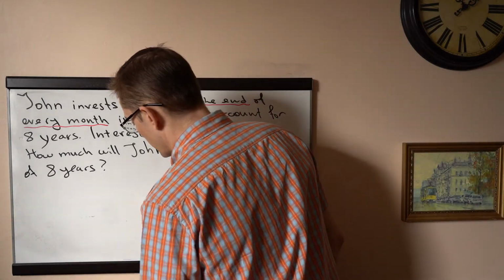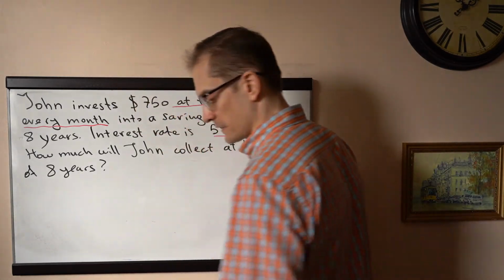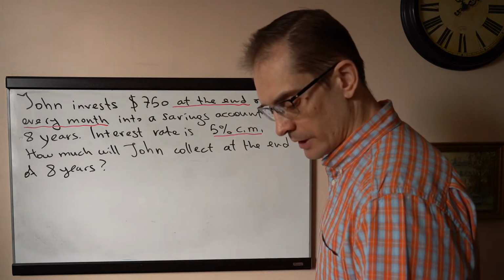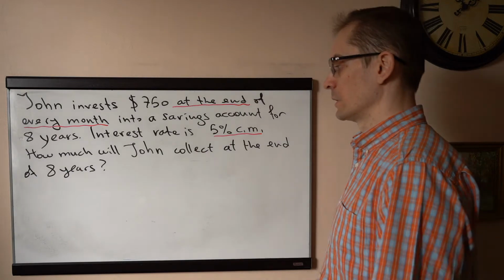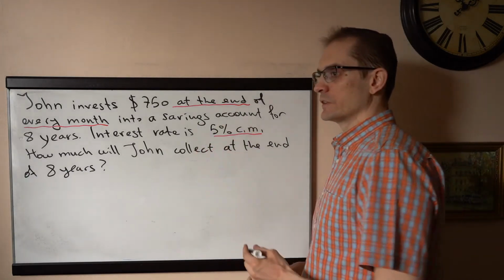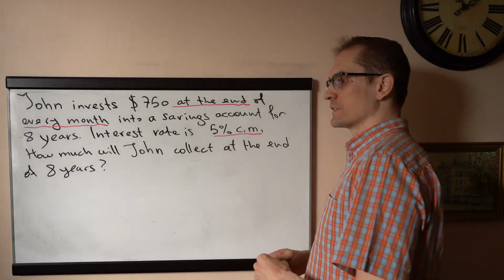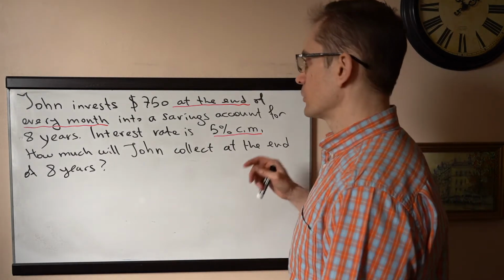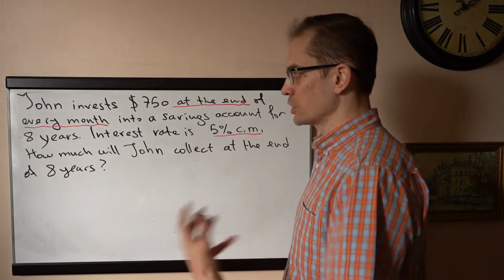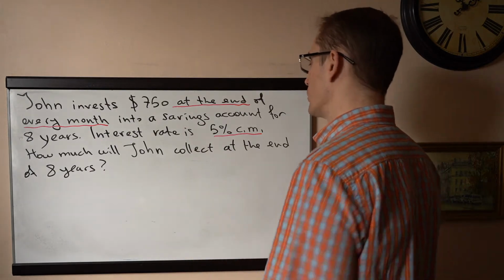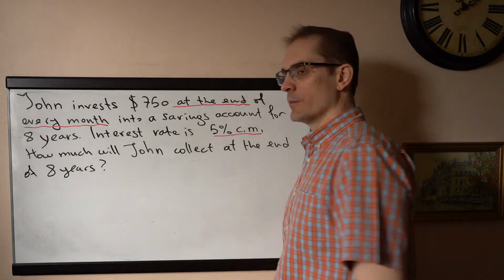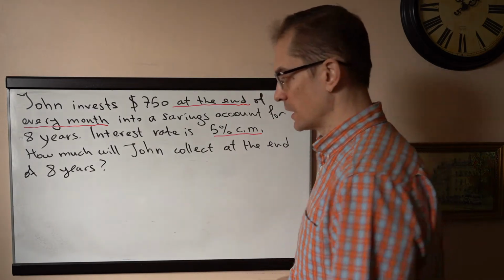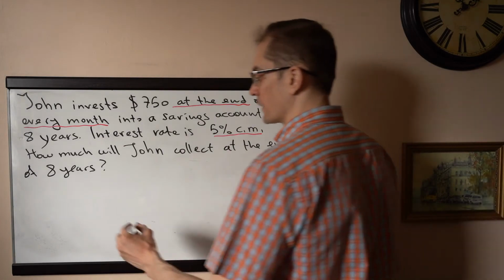Okay. Now, because this is an ordinary simple annuity, you can use one of those formulas that we talked about. Now we need to decide which one we should use. Is it present value or future value that we need here? Here we're talking about the accumulation process. John wants to collect the amount at the end of 8 years, so we're looking for future value.